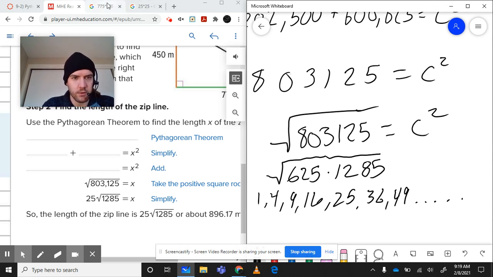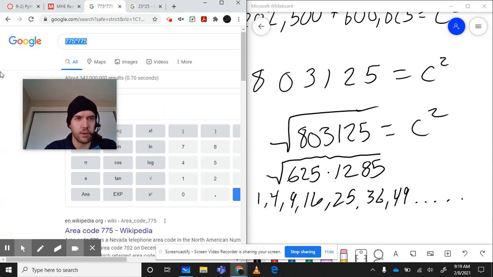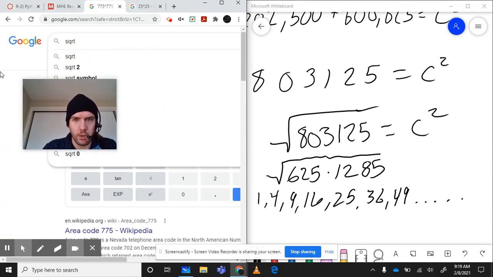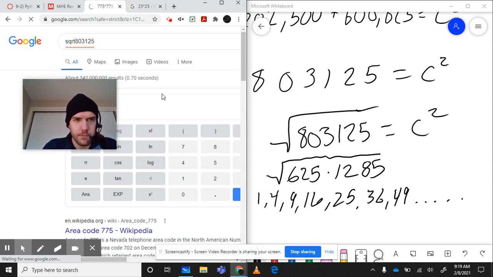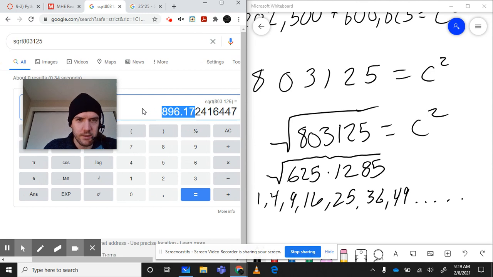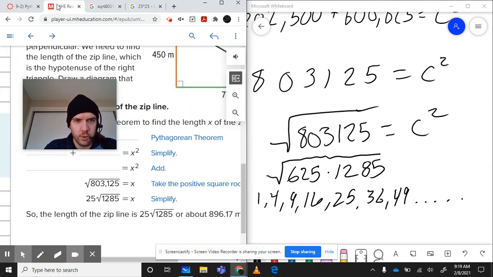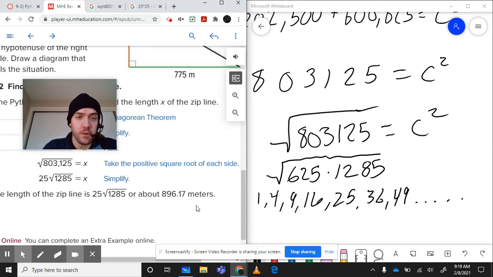We would just go and say square root of 803,125. Okay, on Google, I always just do it this way. I type in SQRT, which stands for square root, and then type in the number you have, 803,125. And they'll tell you what the square root of that number is, and they'll cut it off at some point. So this decimal may actually continue for a while, but we can just kind of approximate and say 869.17, which is the answer that they were looking for. Cool. So that's the process. It's all the same. We're just dealing with larger numbers this time around.